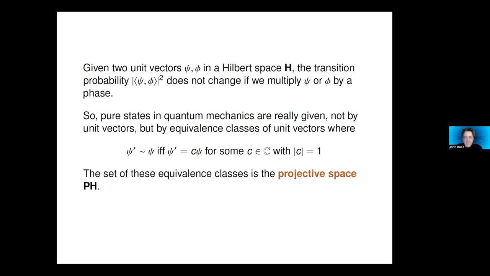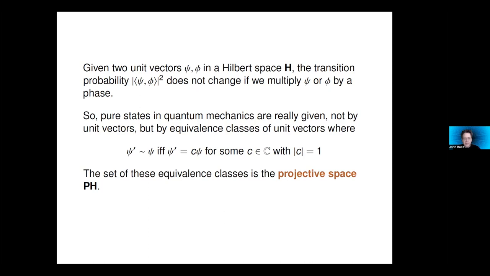And that probability doesn't change if you multiply either psi or phi by a phase, that is a unit complex number. So people figured out pretty early on that pure states in quantum mechanics are really described not by unit vectors, but by equivalence classes of unit vectors, where you say two unit vectors count as the same if they differ by a phase, or maybe differ is a misleading word, if one of them is the other multiplied by a phase, a unit complex number. So really we should work with these equivalence classes. And one of these equivalence classes is a point in what's called the projective space of our Hilbert space, or PH.